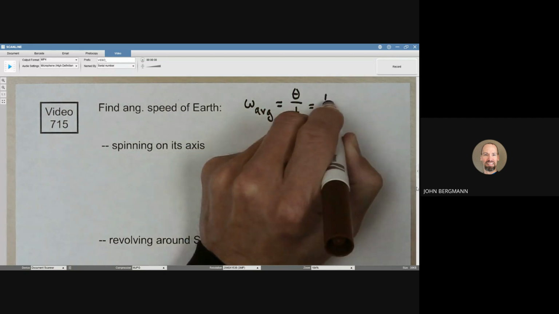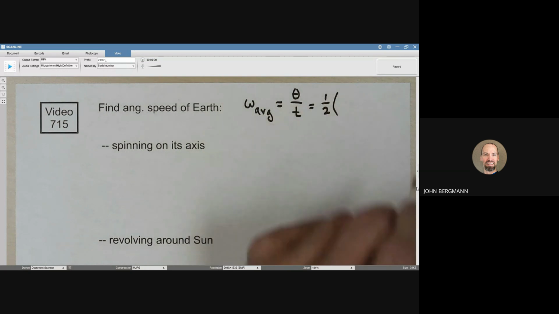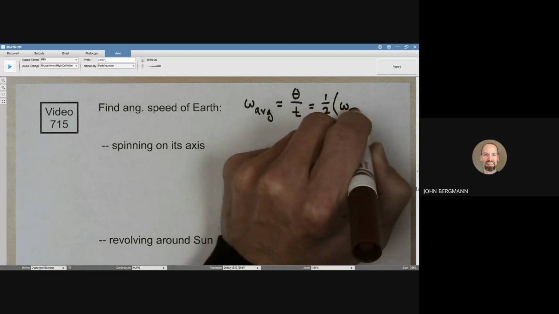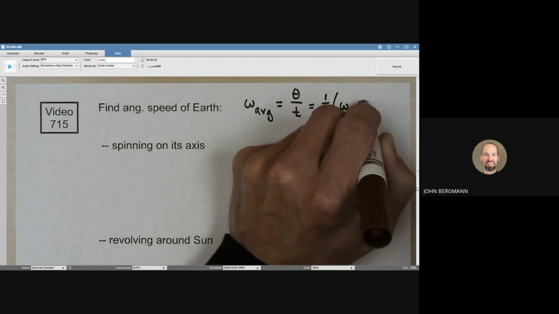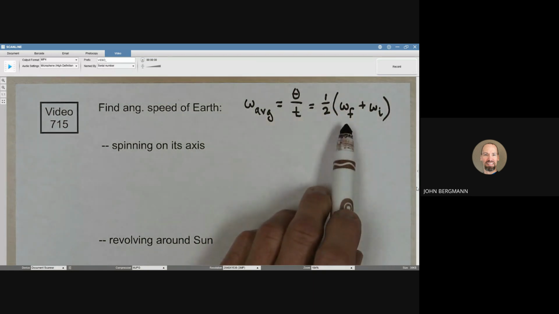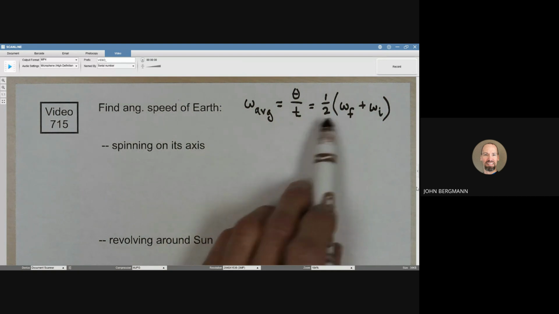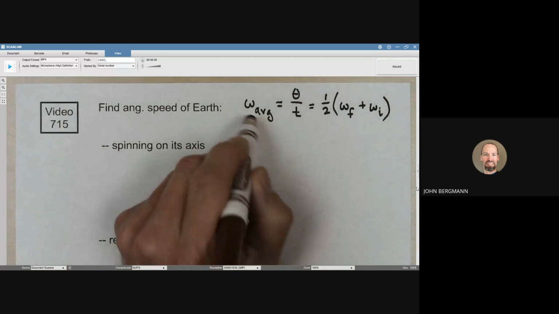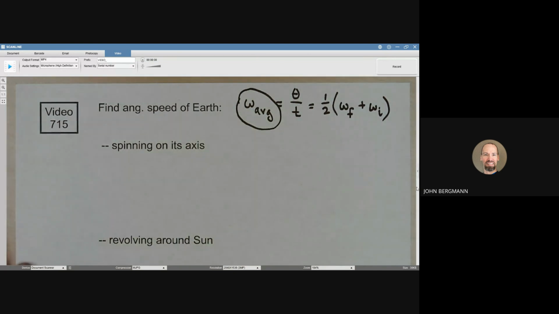And as long as the angular acceleration is constant, that could also be found by taking 1/2 times the quantity omega f plus omega i. And any two of these three bits of this equation could maybe help us calculate different quantities. So we want to find the angular speed of the Earth as it spins on its axis. So how do we do that?